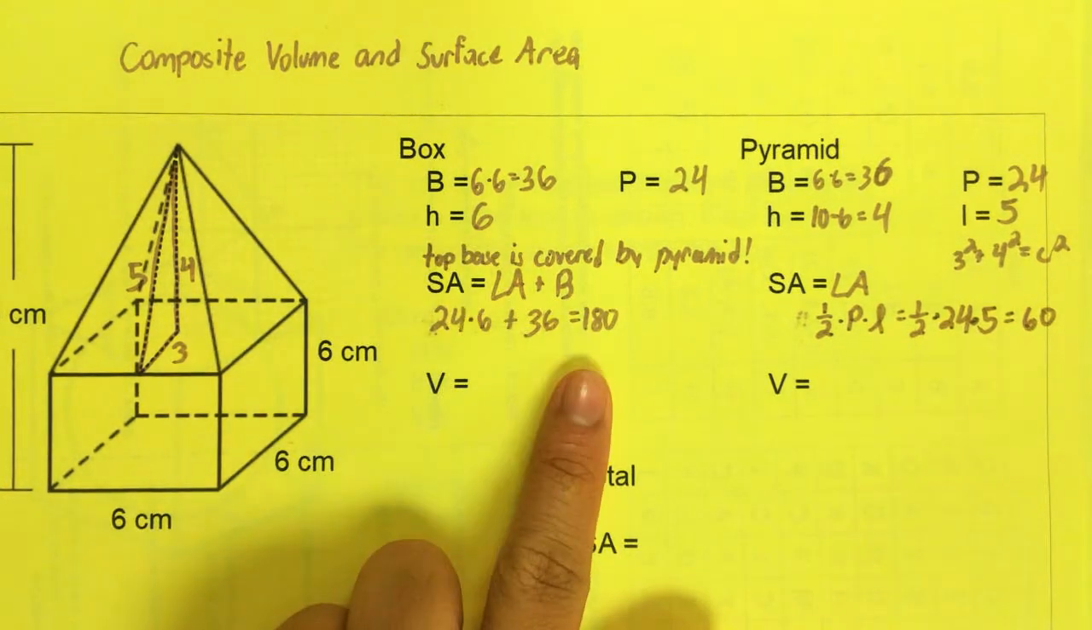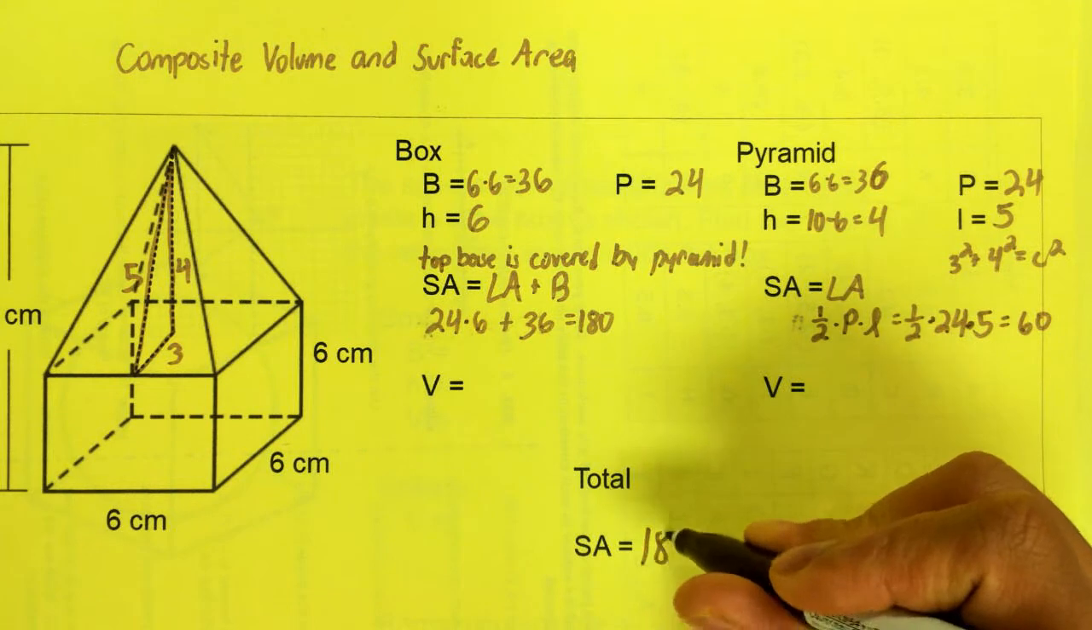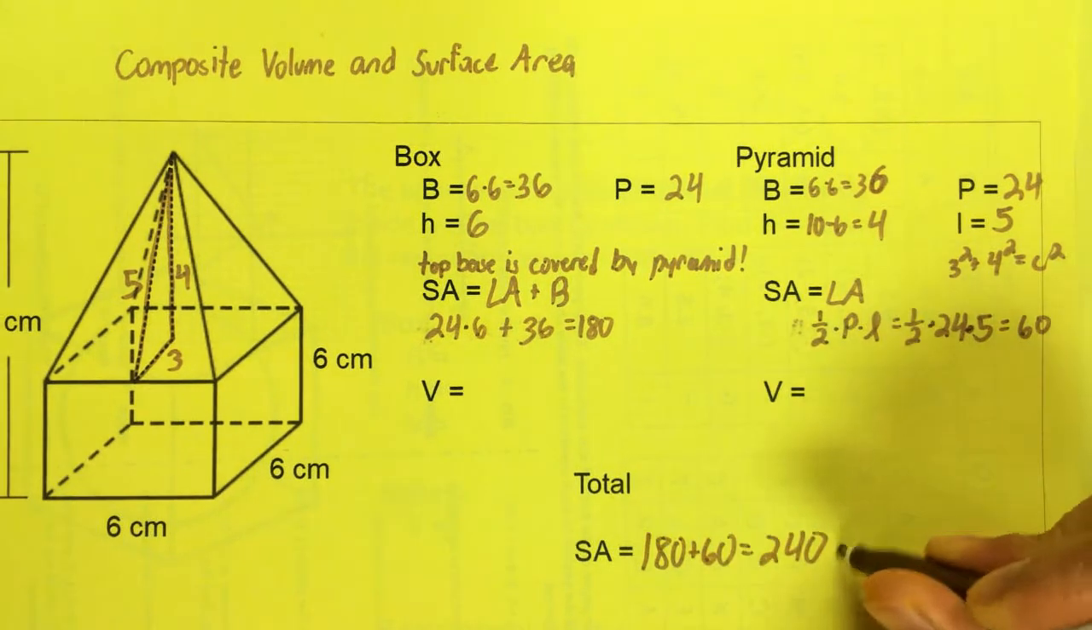So from the cube, the surface area of the cube is 180. From the pyramid, surface area of the pyramid is 60. So altogether, we can do 180 plus 60 equals 240 square centimeters.